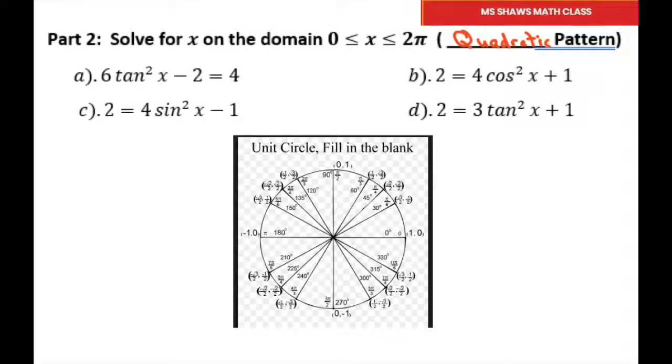Hi everyone. We're going to solve these four problems on the domain between 0 and 2 pi, and this should be just less than 2 pi. So between 0 and 2 pi, like that. And by now you should know your unit circle. I went ahead and put the unit circle on these in case you're still learning it. So let's go ahead and get started.